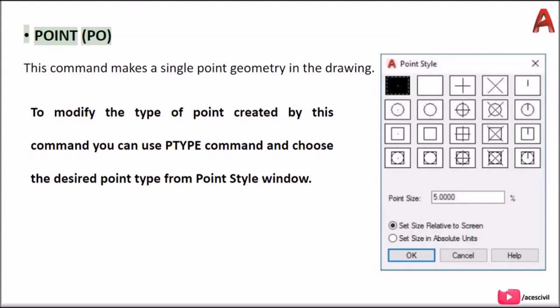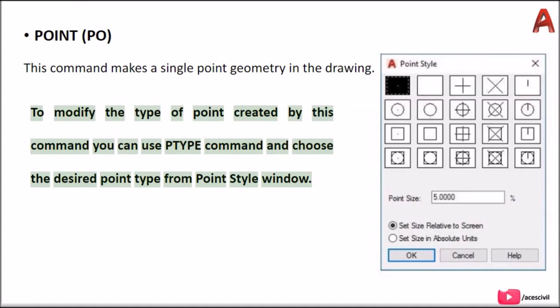Point, PO. This command makes a single point geometry in the drawing. To modify the type of point created by this command, you can use the DDPTYPE command and choose the desired point type from the Point Style window.